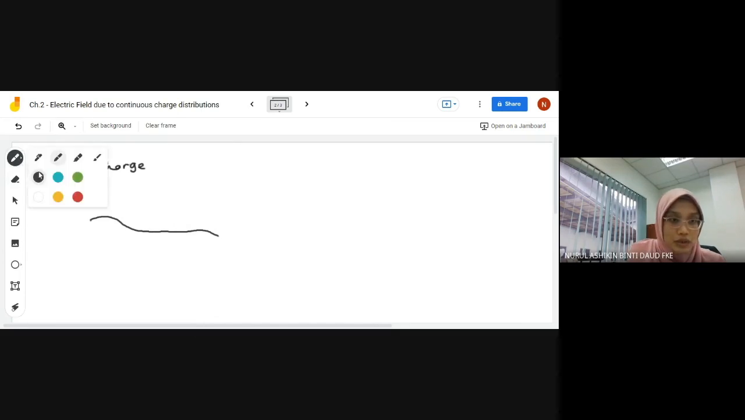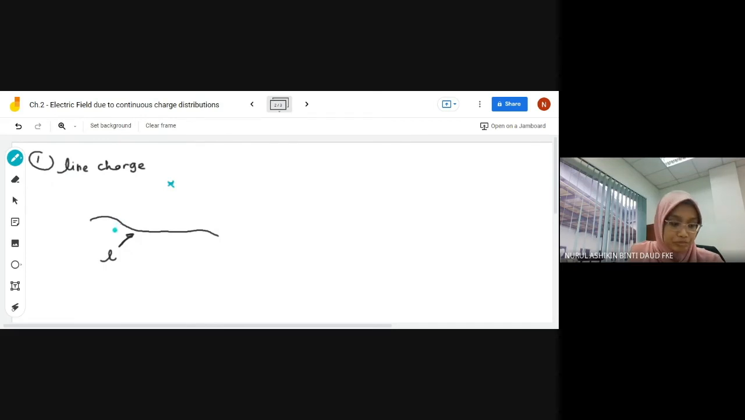First of all, we know that this line has a total length. The total length of this line is L. And let's say that we want to find the electric field at this point.